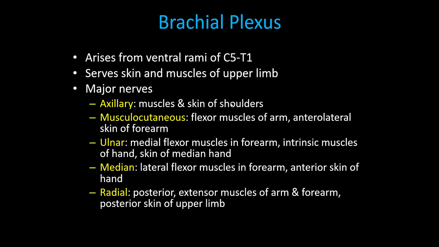The median nerve does the lateral flexors in the forearm, and then also the anterior skin of the hand. And then the radial nerve does the posterior extensor muscles, extensor carpi radialis. It also does the arm extensors as well. So things like the triceps brachii, and then all of the posterior skin of the upper limb.